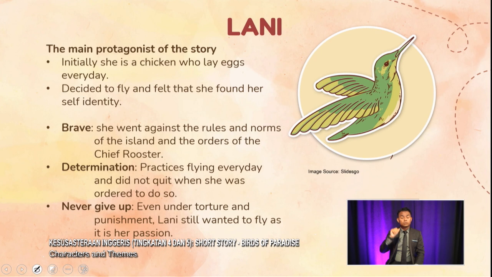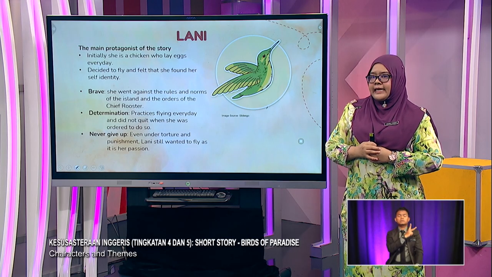And then when you're looking at characters and characteristics, of course, first of all, the overview of the character. How does she look? Later on, we're looking intrinsically at her characteristics. And these are the important characteristics that you have to remember. One is bravery. She is a brave little sparrow, okay? Because she was able to go against the rules and norms of the island and go against the orders of the chief rooster, who's pretty much like a dictator on that island.